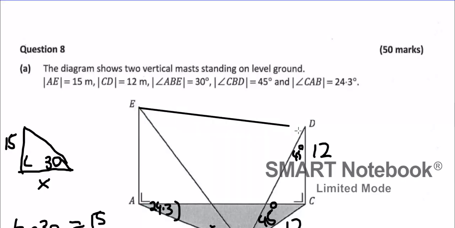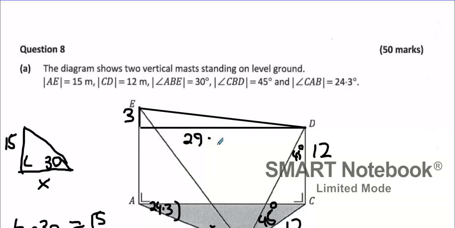Everybody see E to D? Yeah? A bit of construction here. Now, what's the height difference between DC and E to D? So what's everybody got? That's 12 and that's 15. So that's 3 across. What's our answer for AB again?